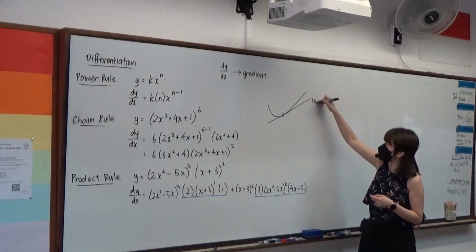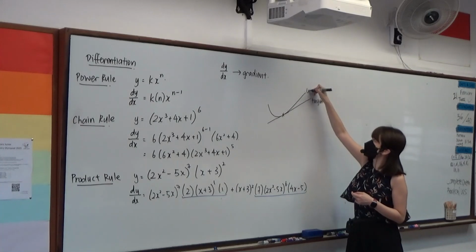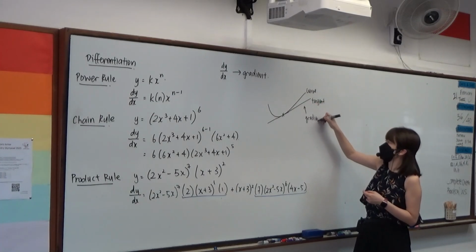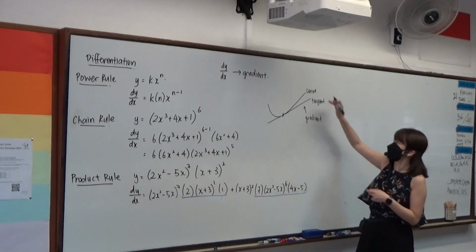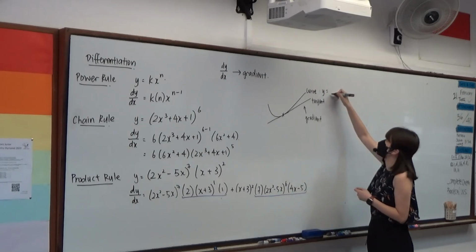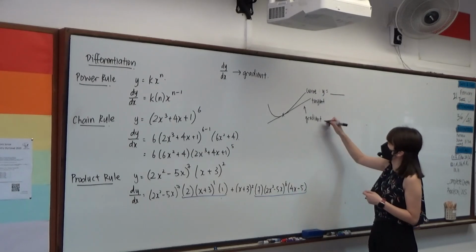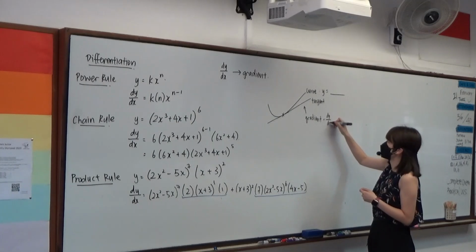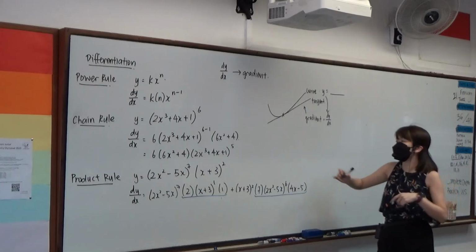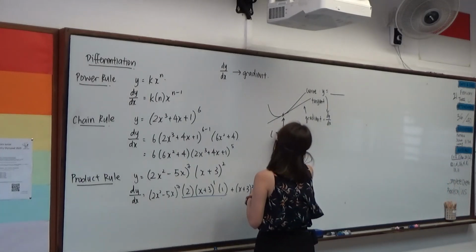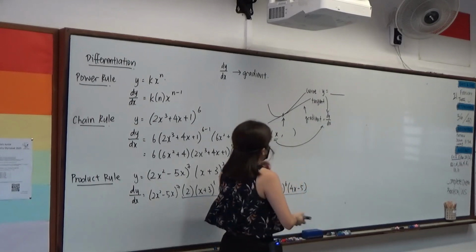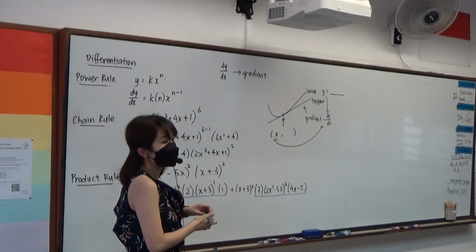A tangent over here, and then I want to find out what is the gradient. The gradient will be the dy over dx of the curve. So y equals to something, the gradient will be your dy over dx. Then we will substitute the x coordinate of the point here into the dy over dx in order for us to find out the gradient.